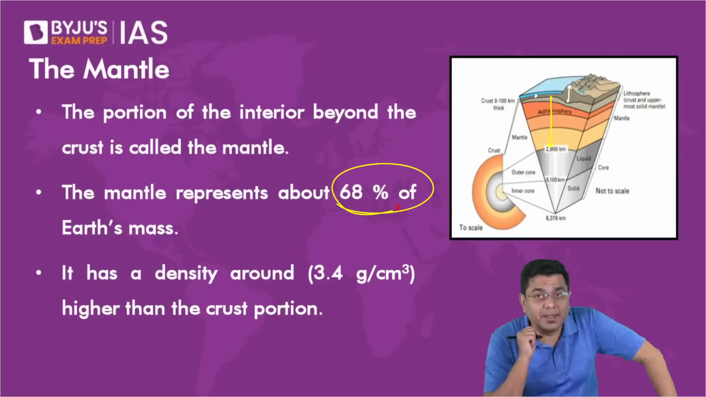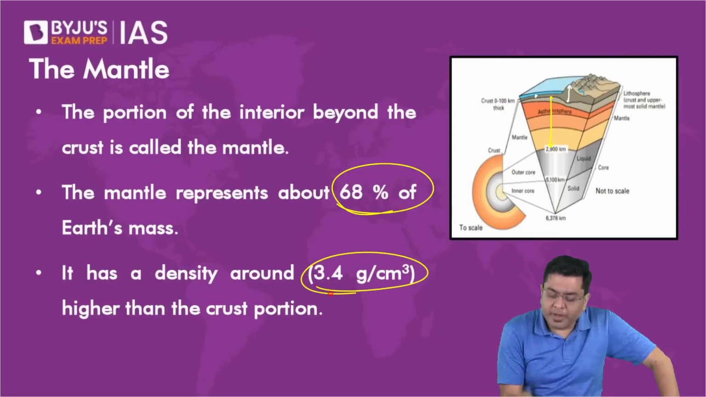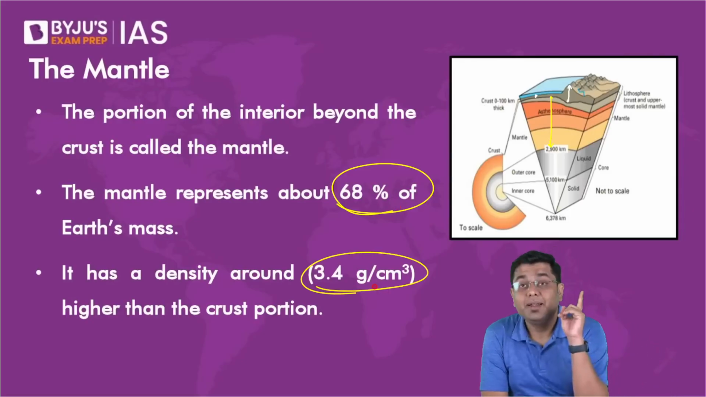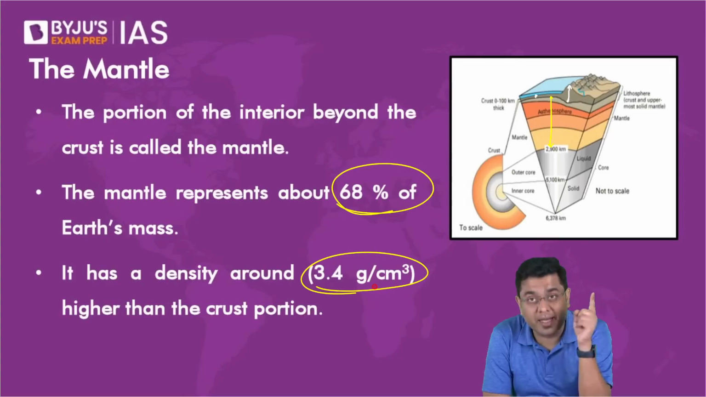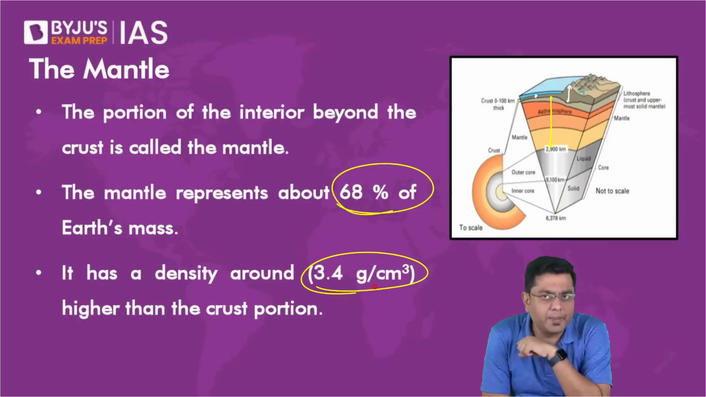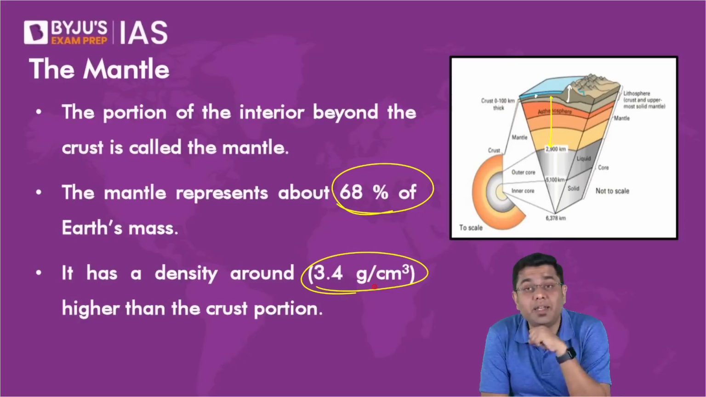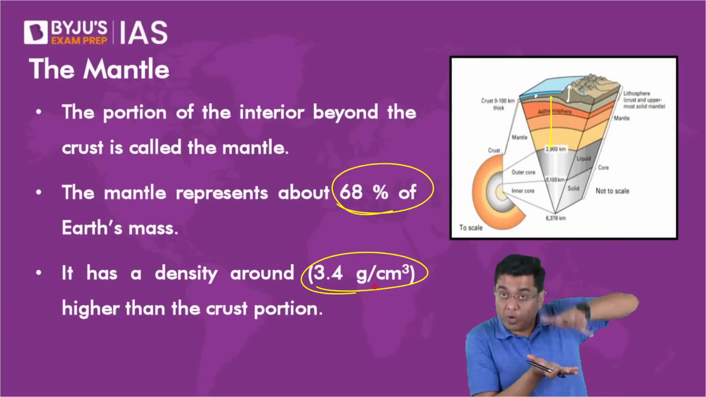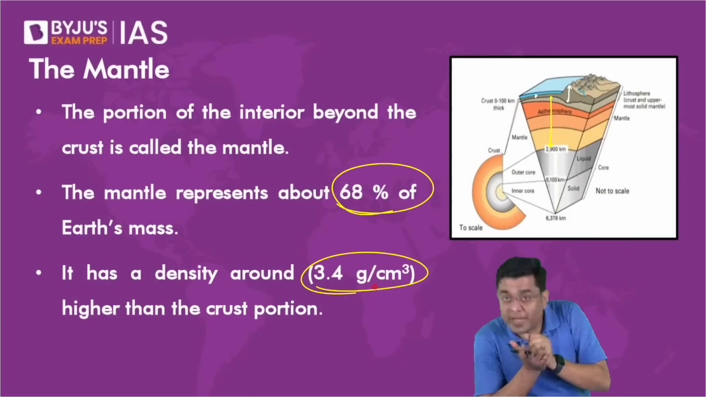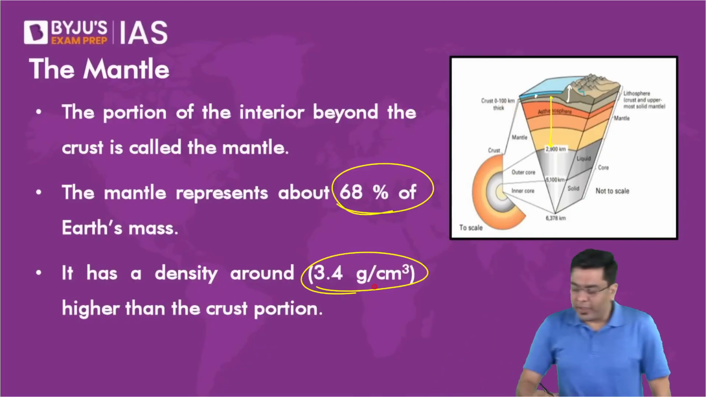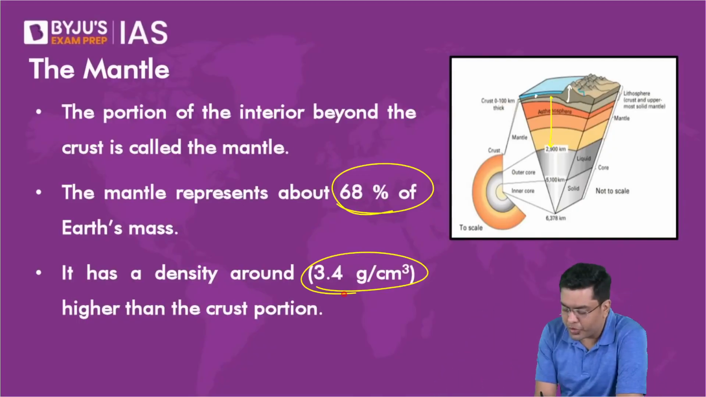Average density of the mantle is around 3.4 gram per centimeter cube. That is, the density is much higher than the crust, and it increases as you move from the upper region of the mantle to the lower region of the mantle. Why is it that the density will increase in the lower region of the mantle? Because the upper portion of mantle will also exert its weight, pressing the materials further down. So that is why density keeps on increasing as you move from upper portion of the mantle to the lower portion.